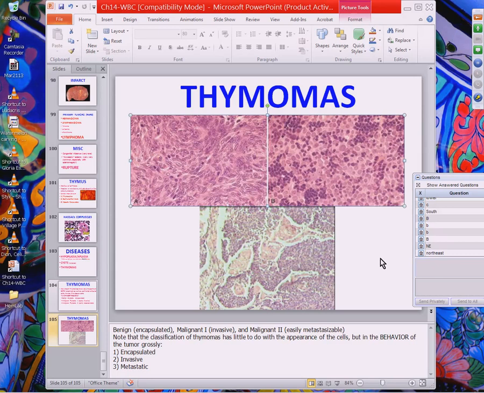And of course, to make the diagnosis, I don't think anybody would ever diagnose a thymoma unless they looked at it grossly to see whether it invaded its own capsule or not.